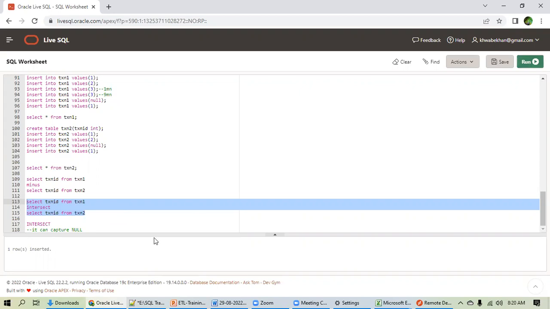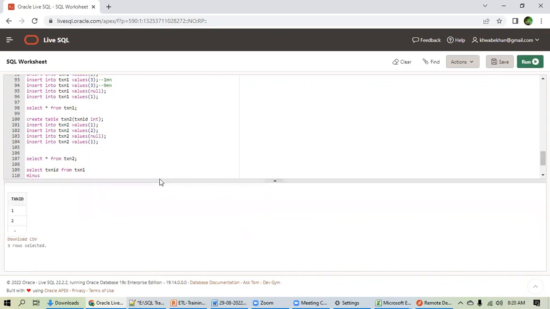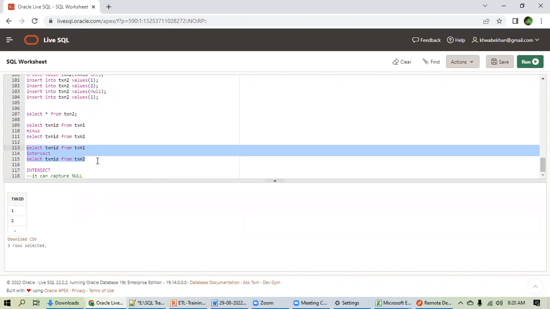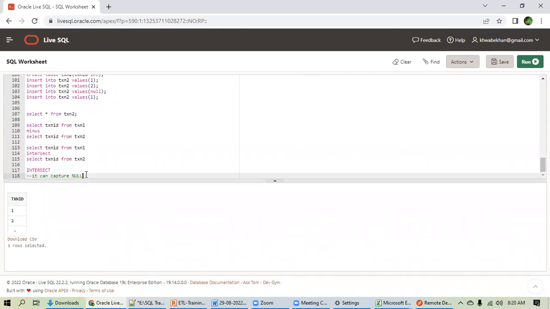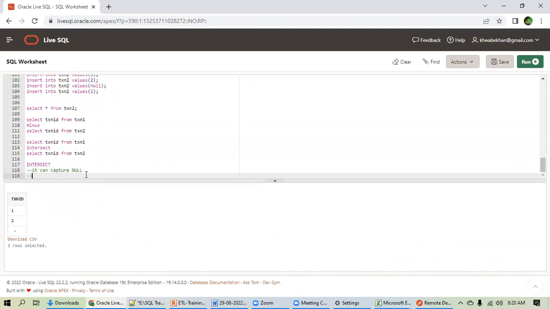Okay, let me run this. 1, 2 and null is in the output. So what did you conclude? It does not include duplicates. It ignores duplicates.